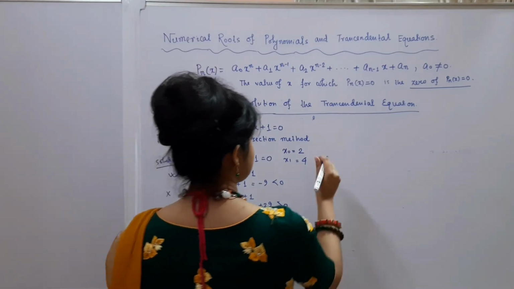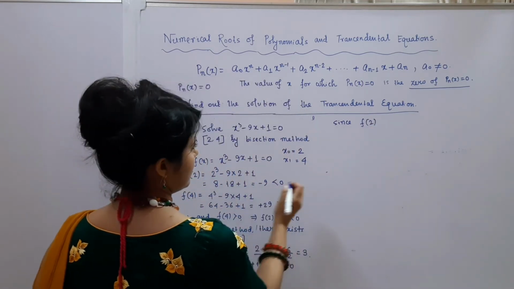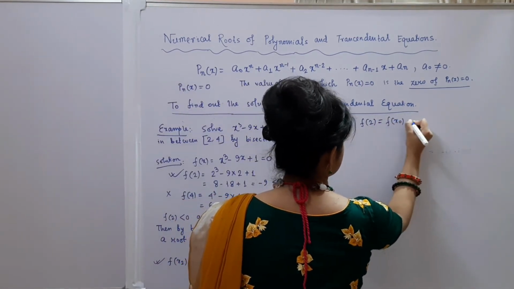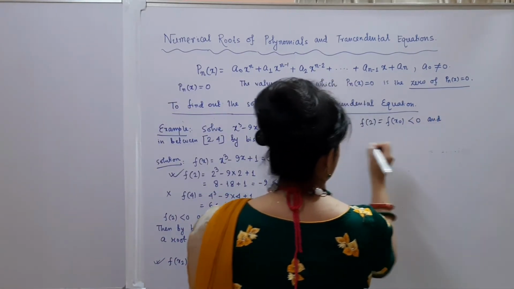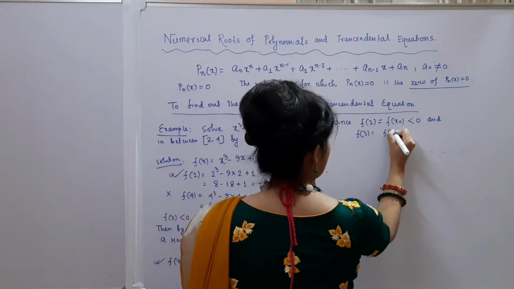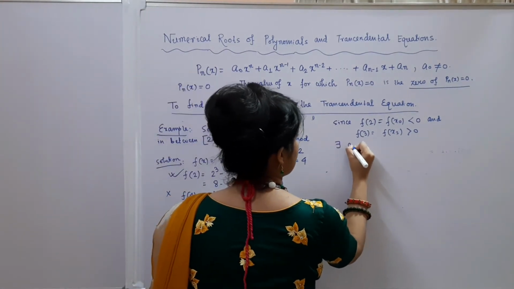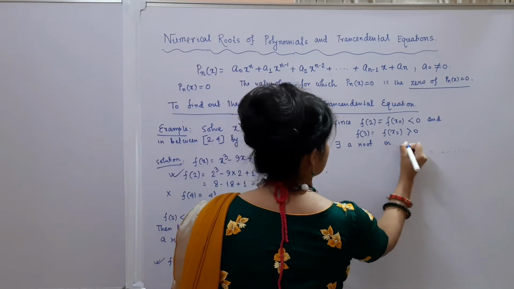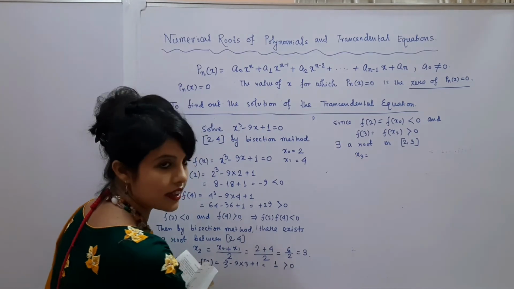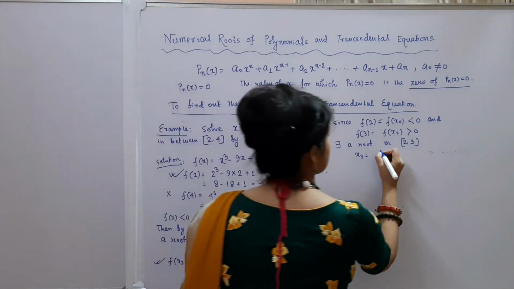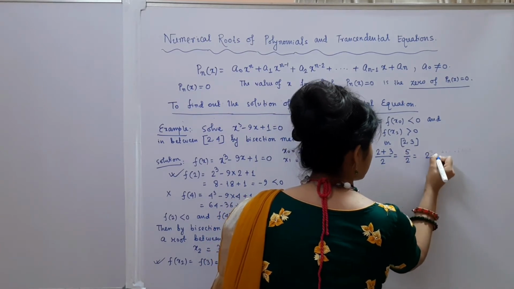So in the next case, since f of 2, that is f of x0 obviously, is negative, and f of 3, that is f of x2, is positive, so there exists a root in between 2 comma 3, and the next root should be x3 because I have already named it as x2. So x3 is 2 plus 3 by 2, that is 5 by 2, that is 2.5.